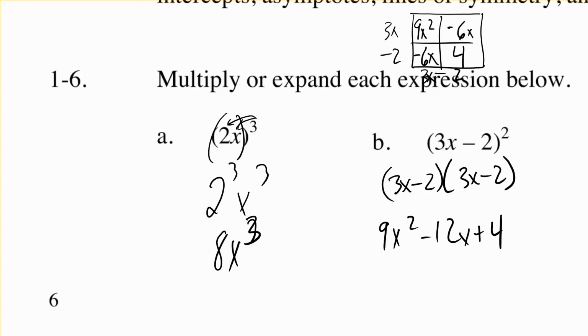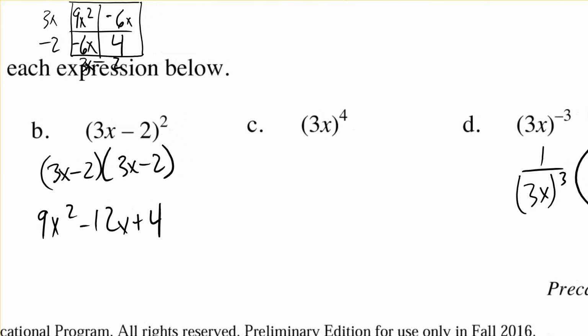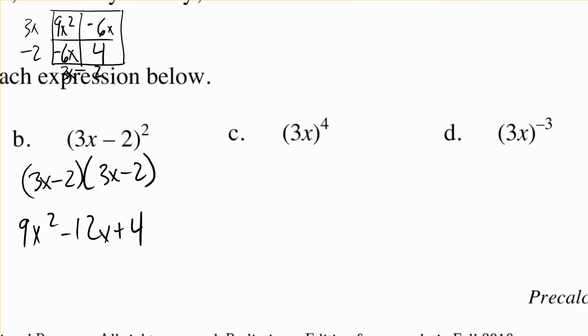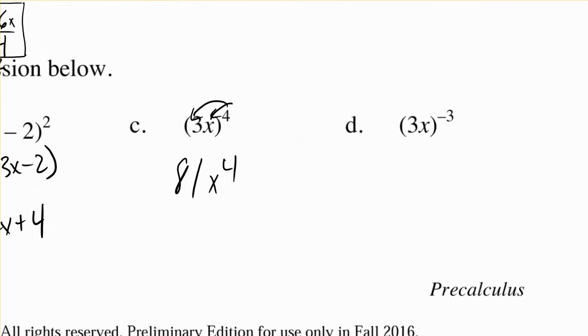Great. The next one would be 3x to the 4th, similar to the first. They both get the 4th power. 3 to the 4th power is 81x to the 4th. And then in our math notes box from above, with negative powers, we can make it 1 over 3x to the 3rd. Make that negative into a positive by putting it on the bottom. And 3 to the third is 27x cubed.